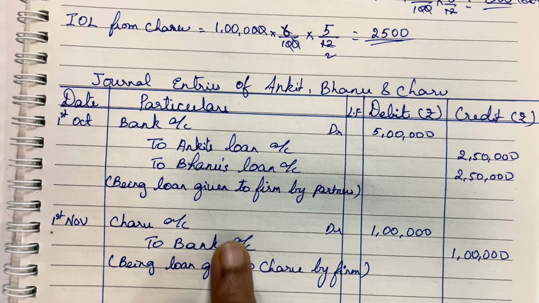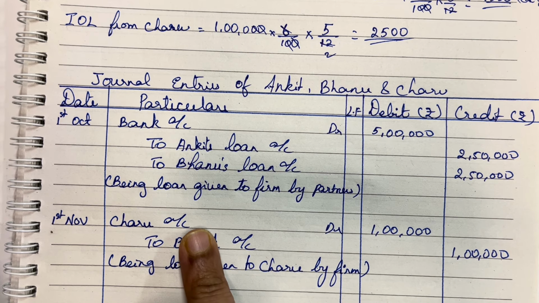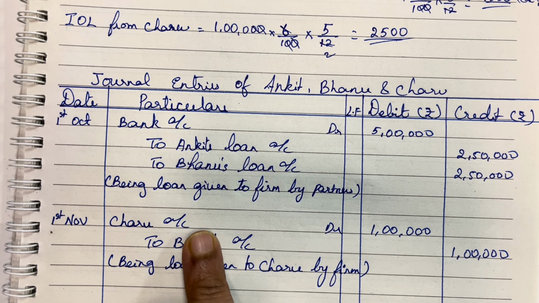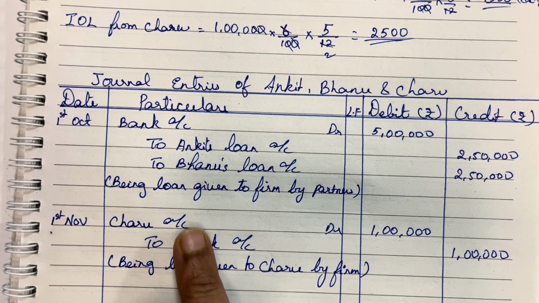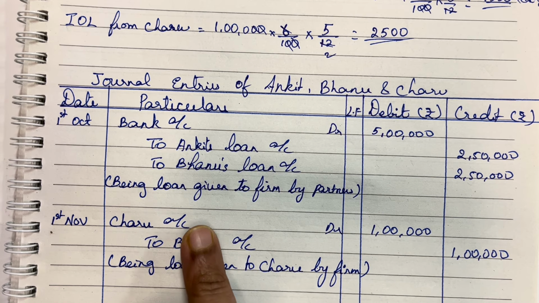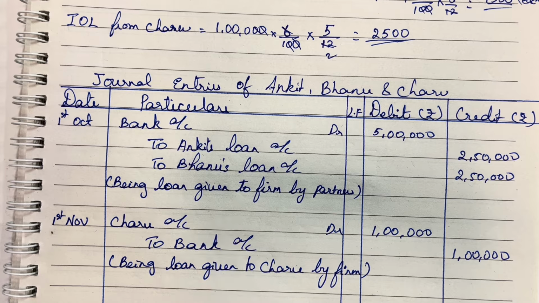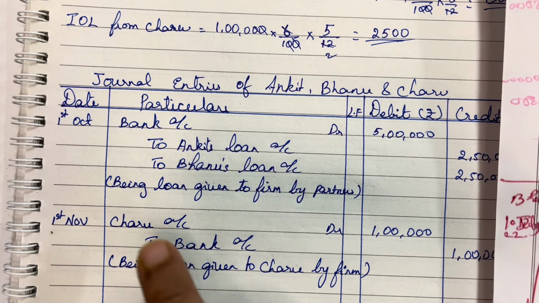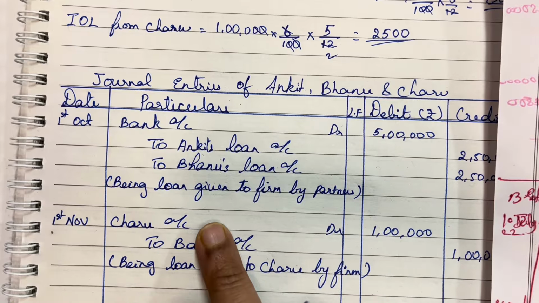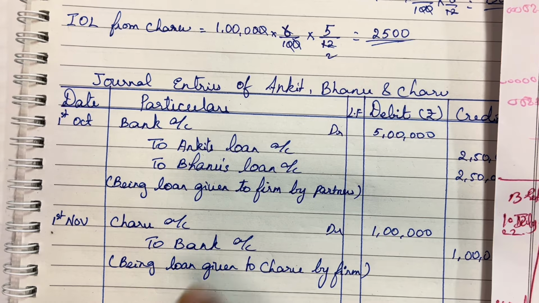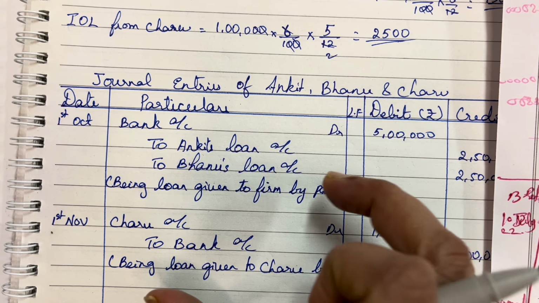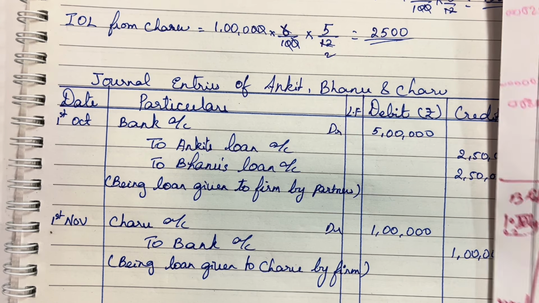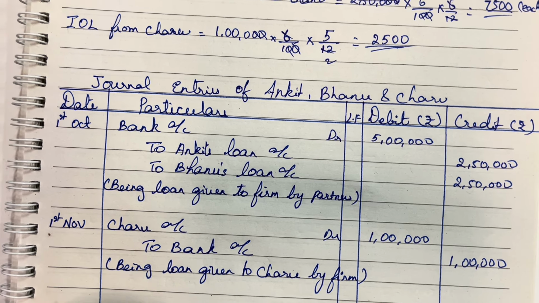Similarly, since Charu has not paid the amount yet to the firm, this interest on loan, the income that the firm has to get from Charu, would go into Charu's capital account. That would stay in Charu's capital account till Charu pays this amount into the bank. Now let's make the next journal entry.